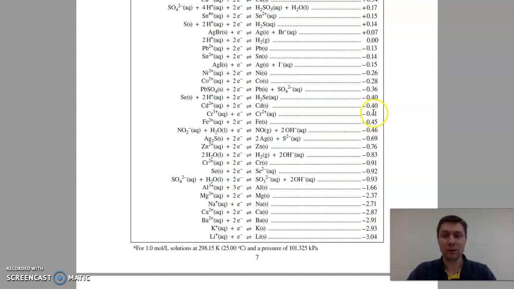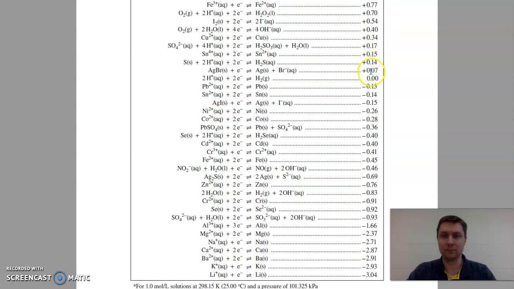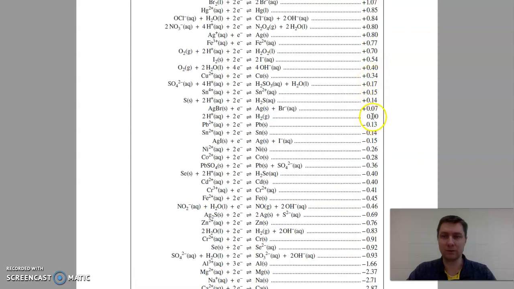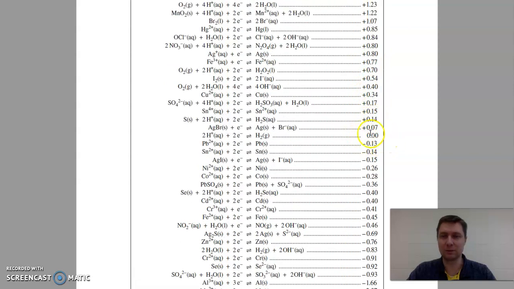Then what does this zero mean right here? And kids sometimes get confused by this because they say, well, does this mean that this substance here doesn't have an ability to gain or lose electrons? And the answer is no, it does have an ability. But this is just an arbitrary set point.